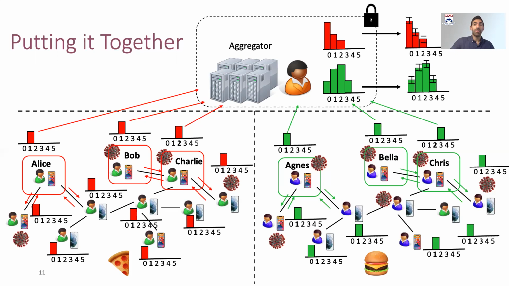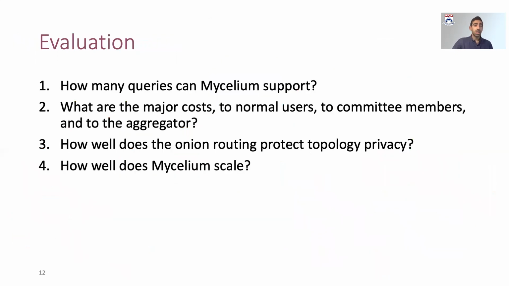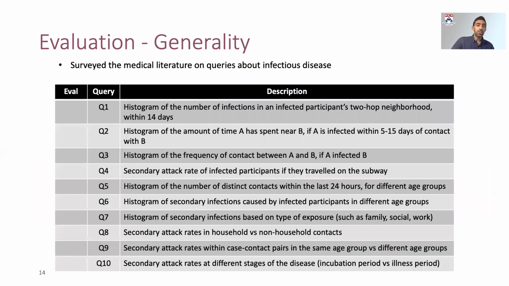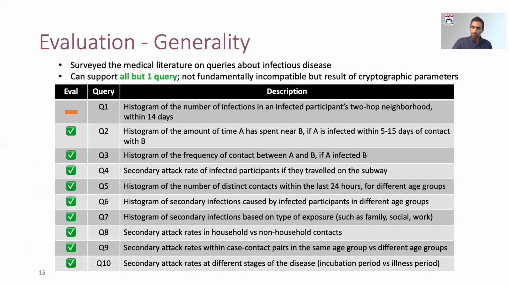So now that I've told you how Mycelium works, I'm going to talk about how we evaluated it. There are lots of questions we wanted to ask in the paper. I'm only going to briefly touch on a few, so I encourage you to check out our full evaluation section in the paper. The first thing that we wanted to look at was generality. So we surveyed the medical literature on queries about infectious diseases and picked a collection of representative queries. Now, of the queries we've collected, we can support almost all, except one, which is due to the limitations of the specific FHE scheme we used.